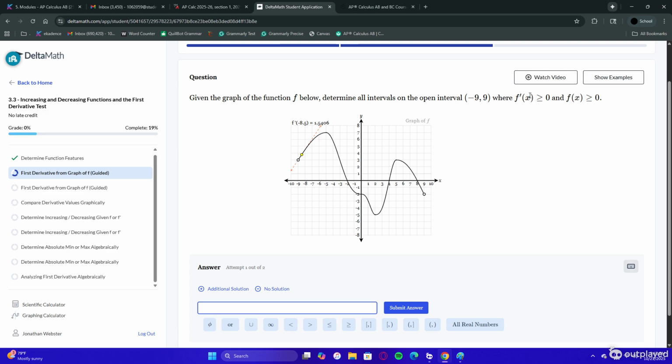Okay, given this graph, determine where f prime of x is greater than or equal to 0, which means that it's increasing, and where f of x is greater than or equal to 0, which is where it's over 0. So we just did something like this. So it's increasing and greater than 0 from negative 9 to negative 5. And it's decreasing all the way here. And here it's under 0. So we just skip to here. And from about x equals 4 to x equals 5, it is decreasing and over 0 again.